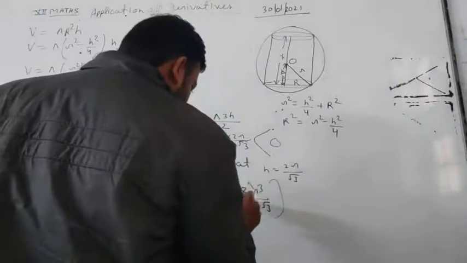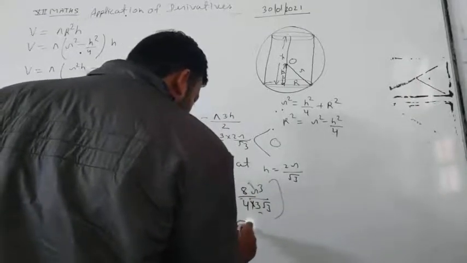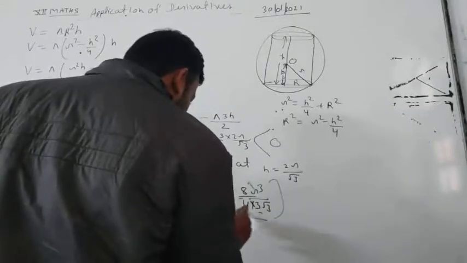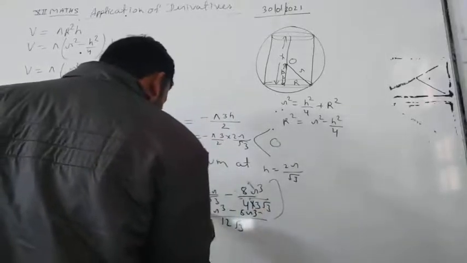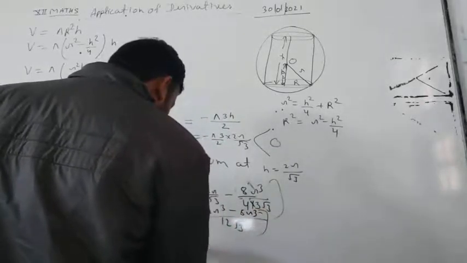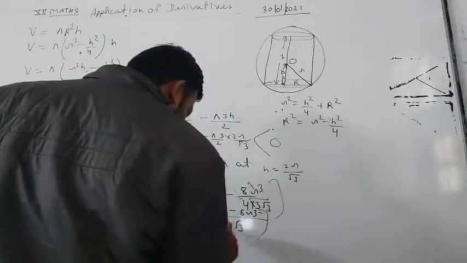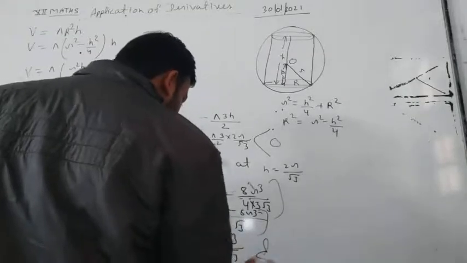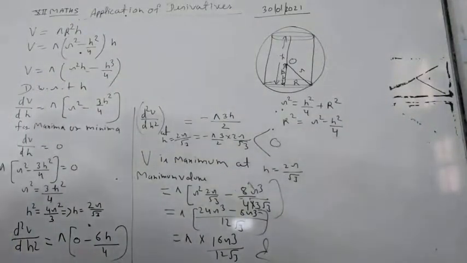This is 8 by 4 into this. Now we are taking the LCM 12 root 3, students, so this cancels, and 24r cube minus 8r cube, and this is pi, students. So for pi it will be 16r cube by 12 root 3. So, students, this will be our required maximum volume. Okay students, so let's see once again what we are doing.